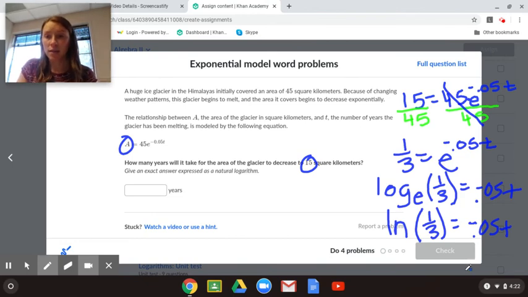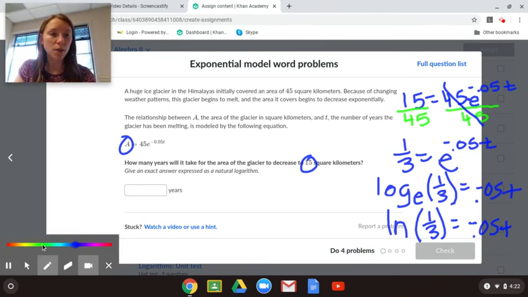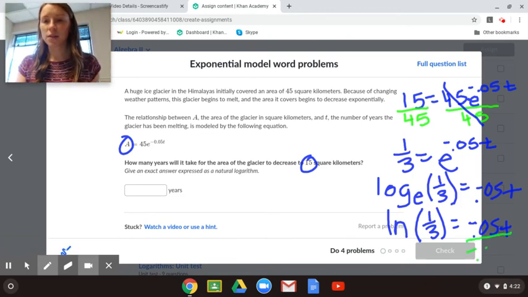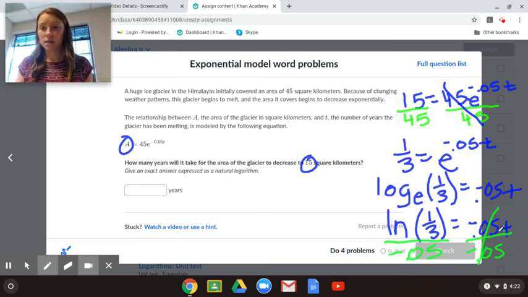Now again, negative 0.05 is multiplied to t. So to get rid of negative 0.05, we need to divide it. I'm going to go back to my green color and divide both sides by negative 0.05, and that will cancel out. I'm left with t. T is by itself. T equals the natural log of 1/3 divided by negative 0.05. That is my answer.